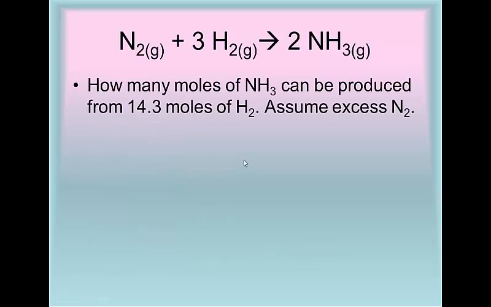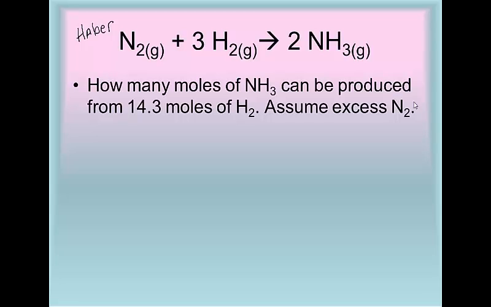So here's an example. This is called the Haber process. This is the production of ammonia gas, big in the fertilizer industry. The Haber process is nitrogen gas reacting with hydrogen gas to produce ammonia or nitrogen trihydride gas. It is already balanced for you. How many moles of ammonia can be produced from 14.3 moles of hydrogen gas, assuming excess nitrogen.